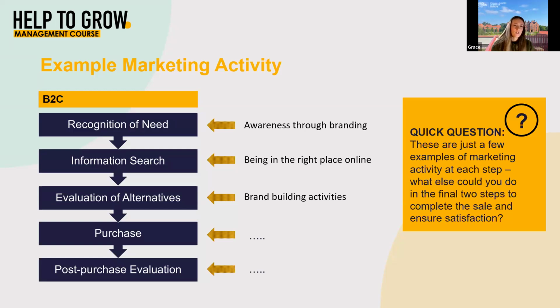In terms of the information search, the marketing activity there would be relative to being at the right place online, understanding where your consumers are, knowing where your audience is, and ensuring that you're there too, providing the right information at the right time. The evaluation of alternatives can be linked to brand building activities, but even more so, as I said earlier, that's where a lot of consumers will fall out of the purchase journey. They'll fall out of the funnel and you lose that custom. So really ensuring that your value proposition is clear, perhaps personalized emails and communications at that stage if they've already engaged with you and given over their contact details.